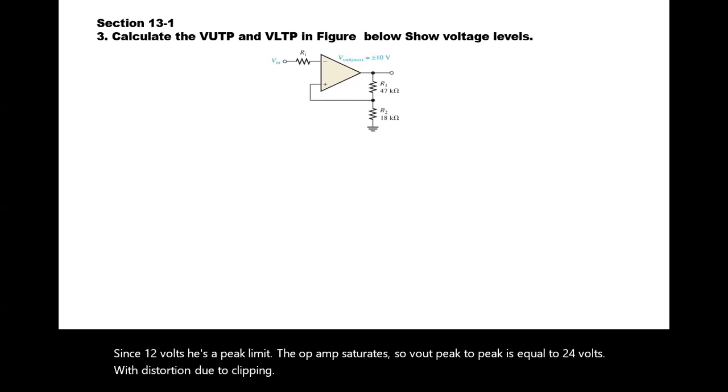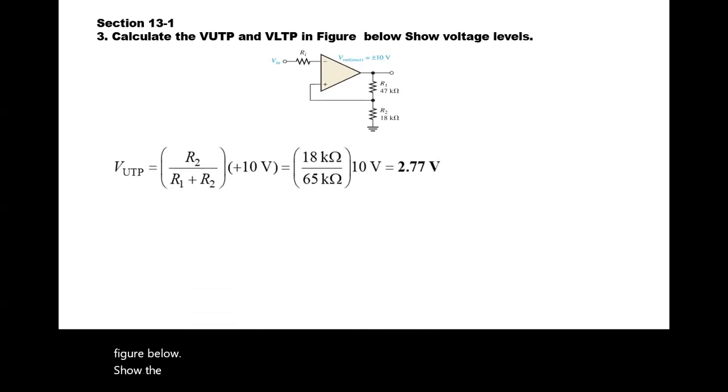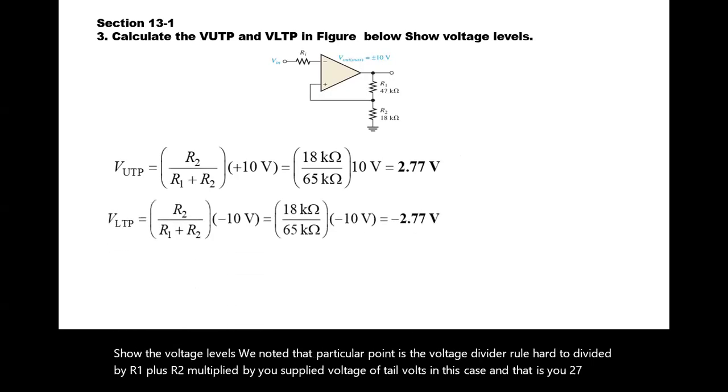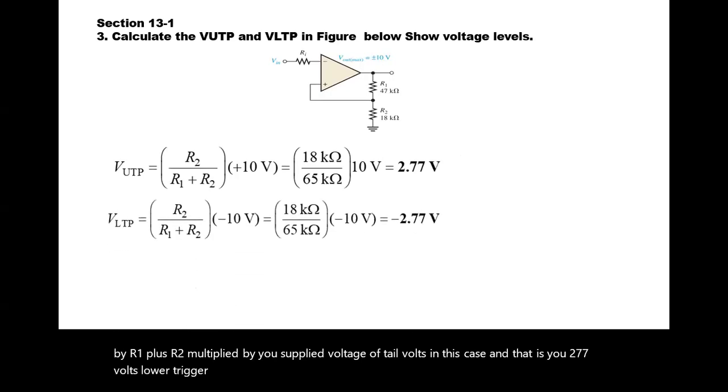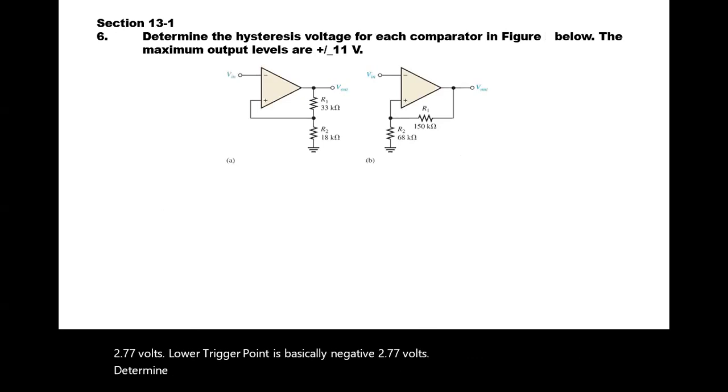Section 13.1, number 3: calculate the upper trigger point and the lower trigger point in the figure below. Show the voltage levels. We know that the upper trigger point is by the voltage divider rule, R2 divided by R1 plus R2 multiplied by your supplied voltage of 10 volts in this case, and that gives you 2.77 volts. Lower trigger point is basically negative 2.77 volts. Next: determine the hysteresis voltage for each comparator in the figure below. The maximum output levels are plus minus 11 volts.